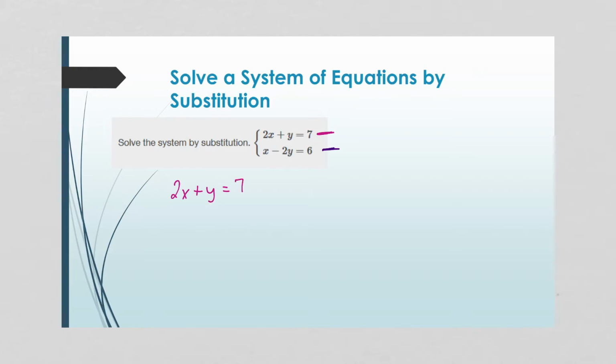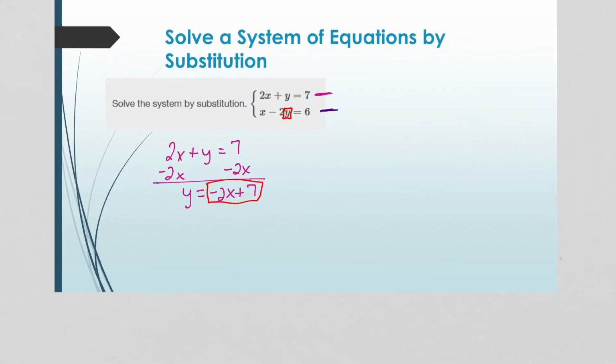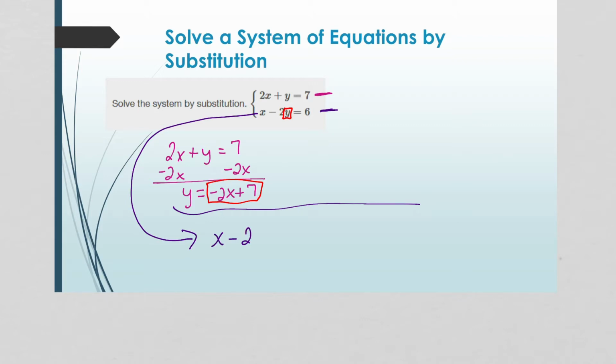Again, I'm solving for Y. I'm getting the Y all alone. Now, check this out. I can take this information right here, because it says what Y is equal to, and substitute it in for Y into the second equation. I want you to see what happens. This is actually kind of cool. I'm rewriting the second equation, but instead of Y, I'm going to write what Y equals.